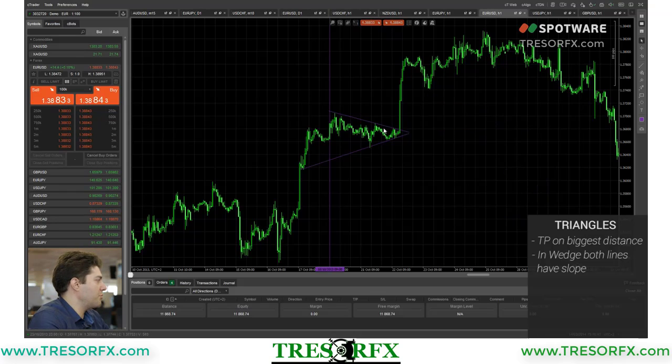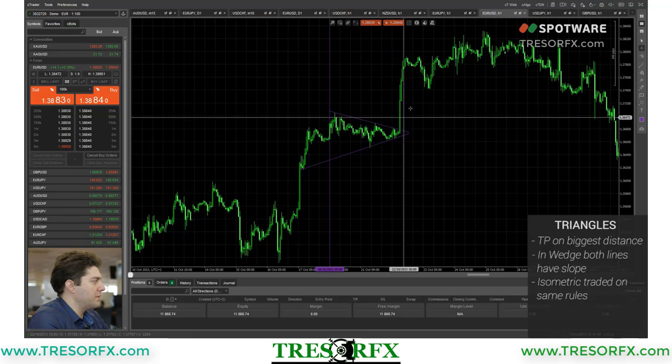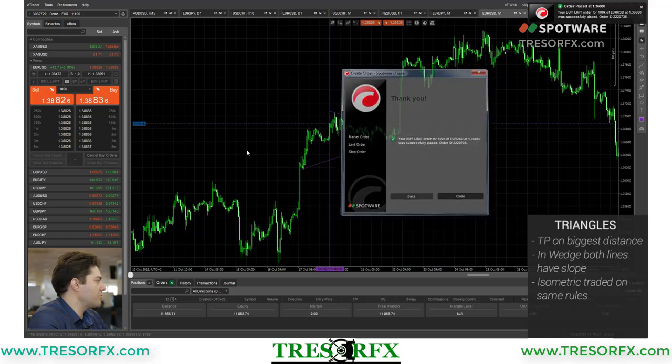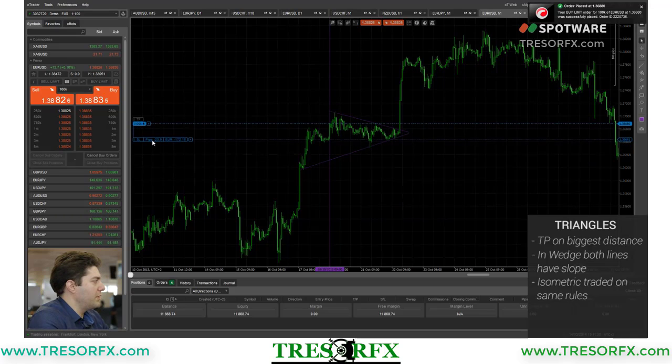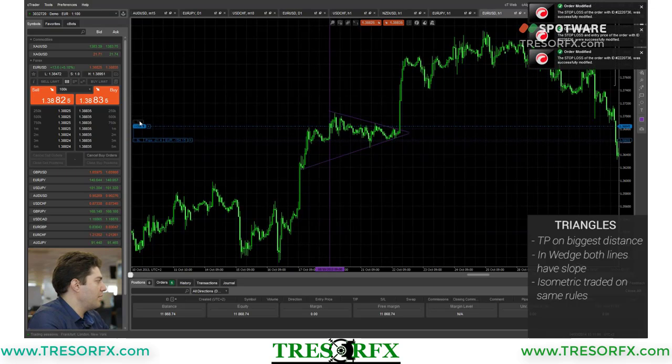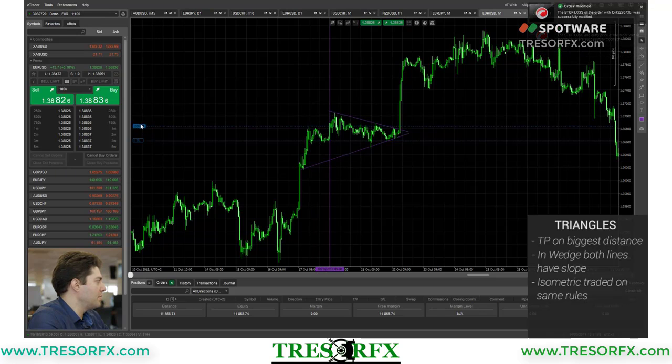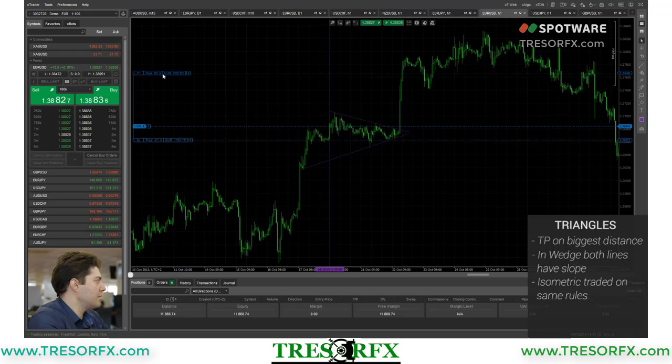This is an isometric triangle. It's traded exactly the same as the previous triangle, only the resistance line in this case has a slope. When the resistance line is broken, we enter long, and our stop loss, again, conservative or less conservative, below the previous swing is always a good spot. And the take profit is the biggest distance between these two lines. So in this case it's 82 pips, and we're going to put 82 pips, or less, 75 pips, just to make sure.